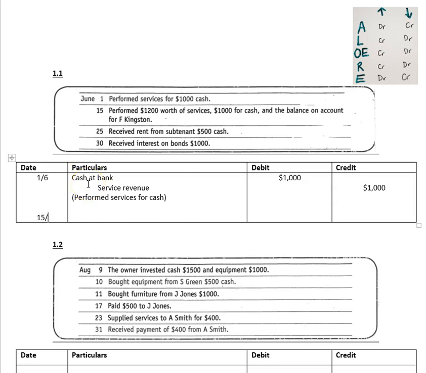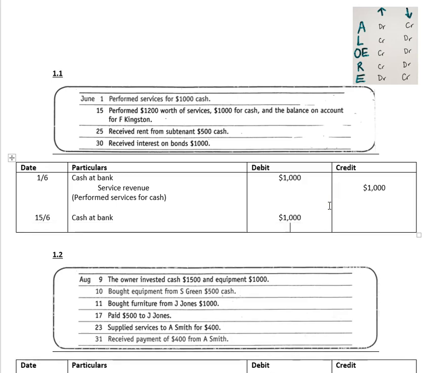So my second journal was on the 15th of the 6th, and in this one I did 1,200 worth of services. I got some cash and he's going to pay me back later for the rest. So we're looking at service revenue again, that's our credit. We got some cash, so that's going to be cash at bank, our asset going up, which is a debit. And we got paid $1,000 cash. We also didn't get paid for 200. He's going to pay us later. So who is it? F. Kingston is going to pay us later. We're just going to call that an account.